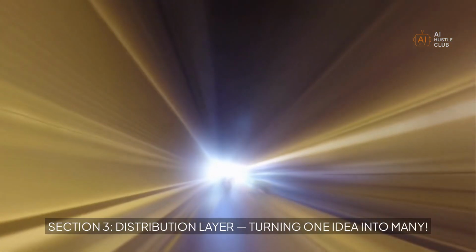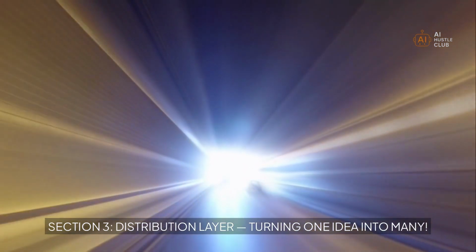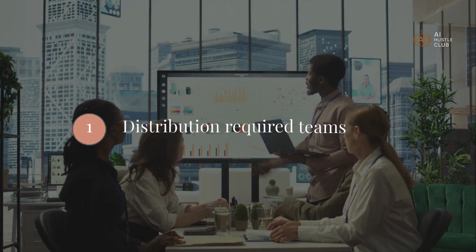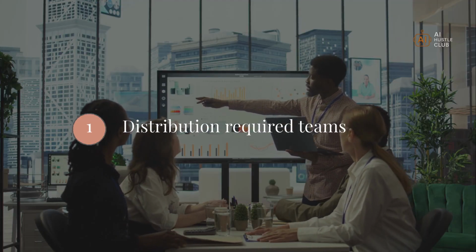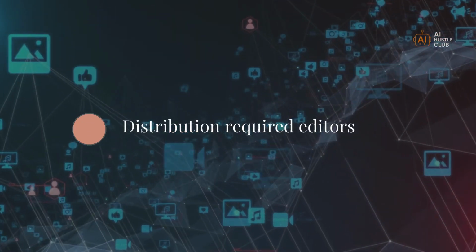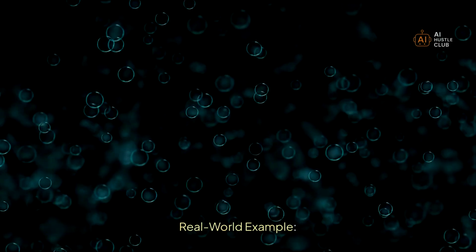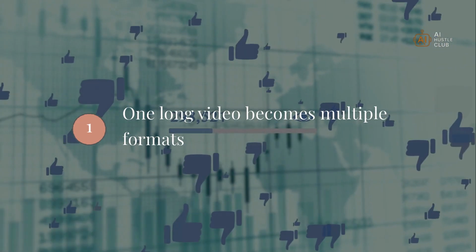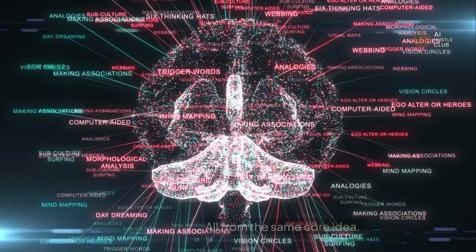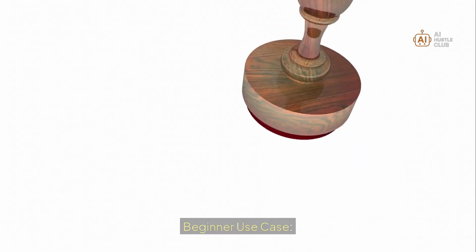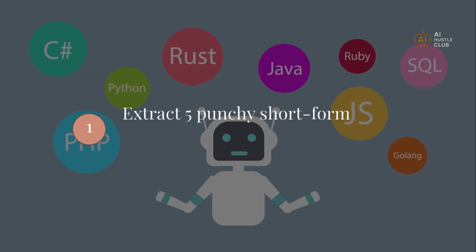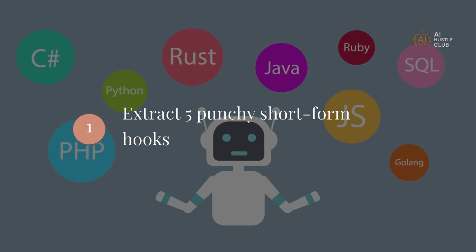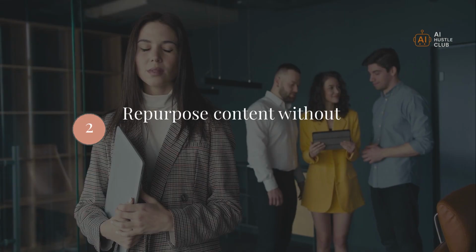Section 3. Distribution layer. Turning one idea into many. Here's where leverage actually starts. Distribution used to require teams, editors, platforms. Now it requires systems. Real-world example: one long-form video can become 5 shorts, 3 tweets, 1 email, 1 blog post, all from the same core idea. Beginner use case: beginners can paste a script into AI, ask, extract 5 punchy short-form hooks, repurpose without burnout.